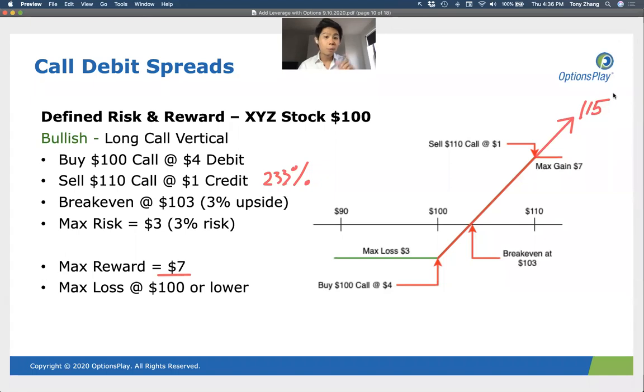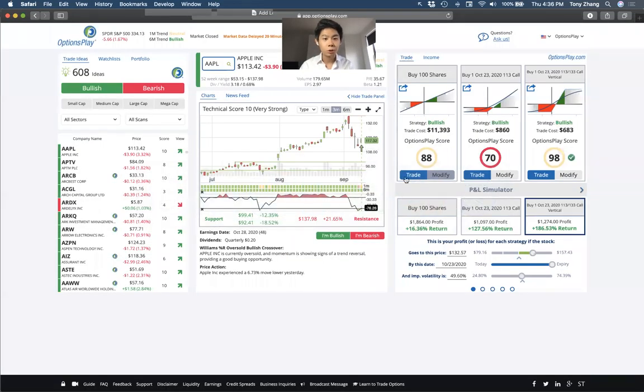Okay, perfect. Now, before I move on, I actually want to jump over to OptionsPlay and show you some real examples, because I think the best way to learn, especially for those of you that are new, is to use a real example to try to show you. So let's take a look at Apple for 1 second.